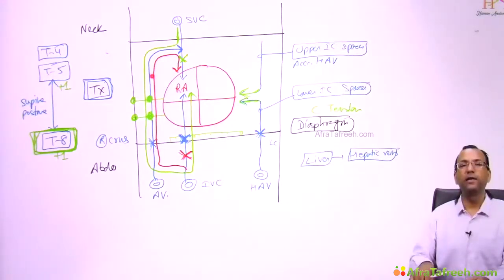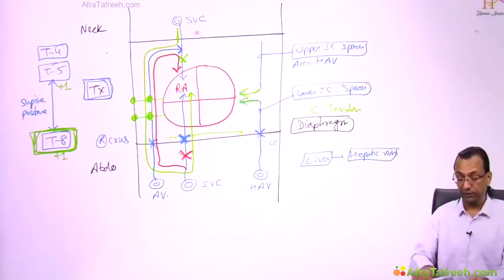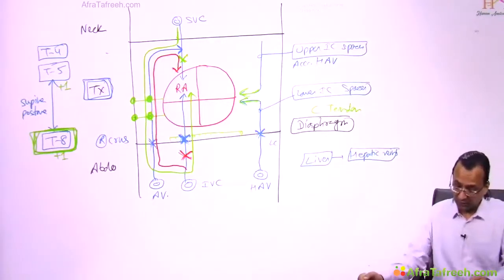It will be dilated now. Why is it dilated? Because it is carrying the blood of the SVC and IVC, so the azygous vein will be dilated. So these are some details.